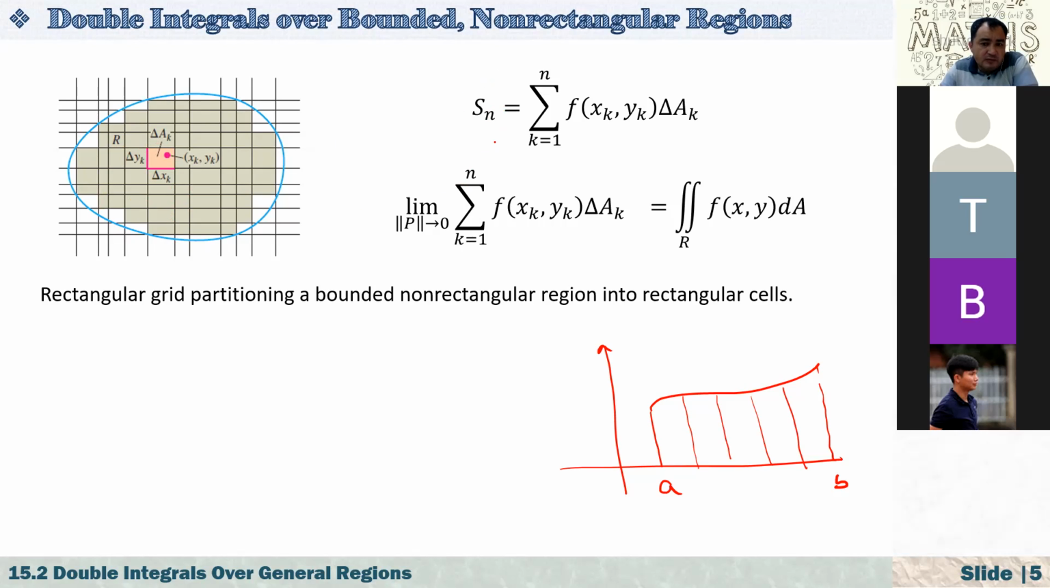Here, this S sub n is our Riemann sum, with index k, because suppose I number these regions in a certain order. The order does not matter. Maybe this one is our first rectangle, then the second, third, fourth, and so on, so we have n rectangles inside this region. Then we form the Riemann sum. How? We pick one point from each grid and multiply the value of the function at this point by the area, delta A sub k.